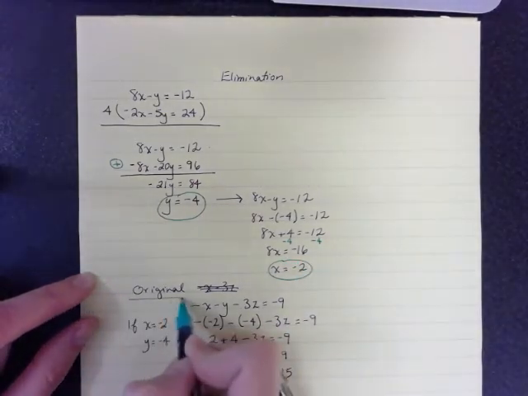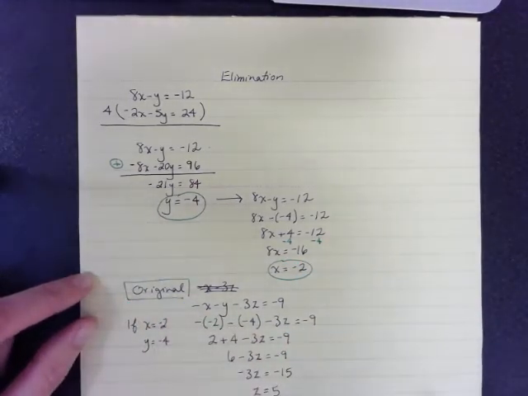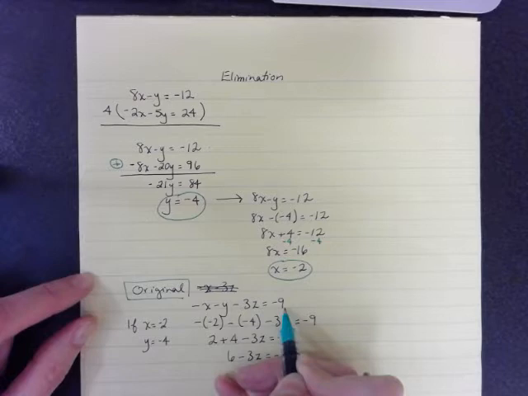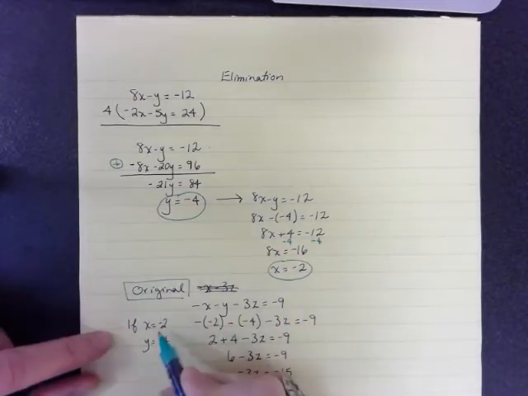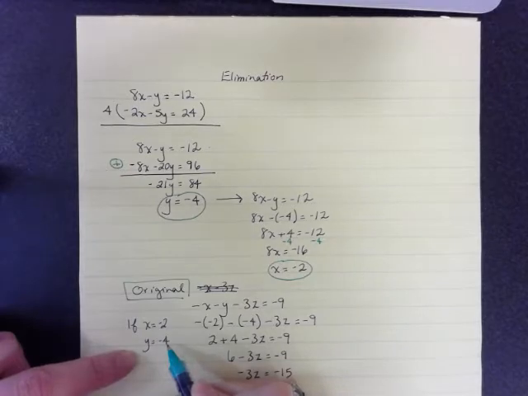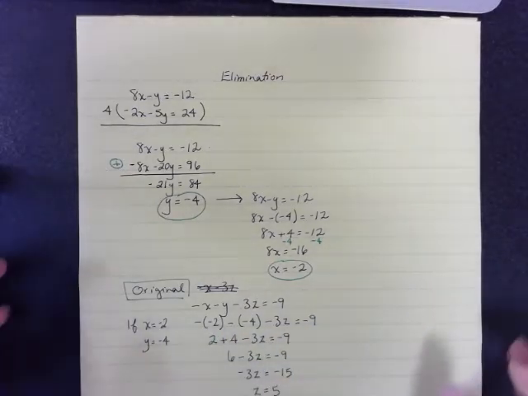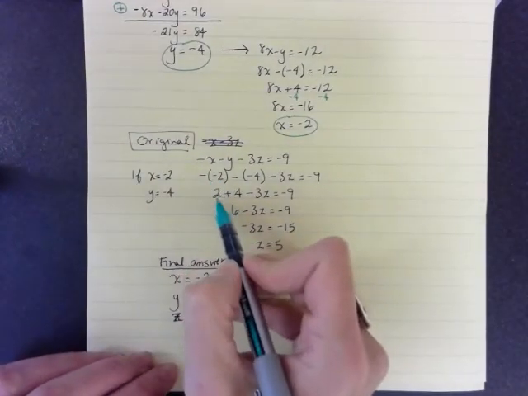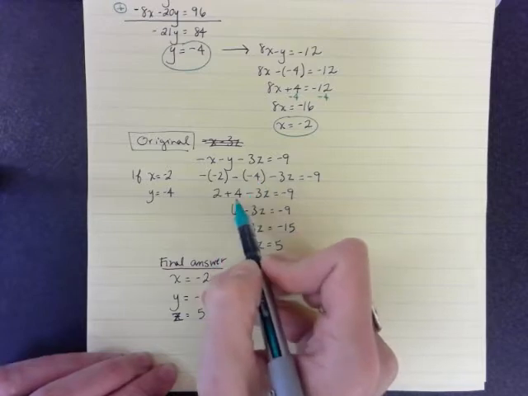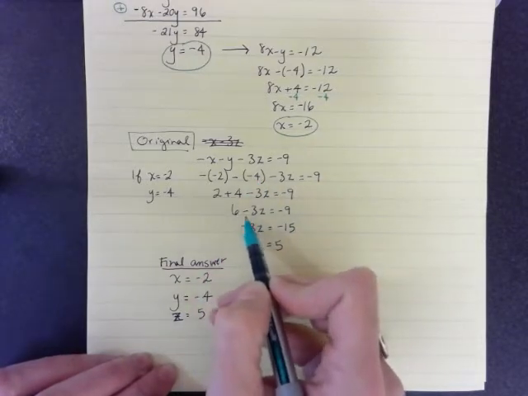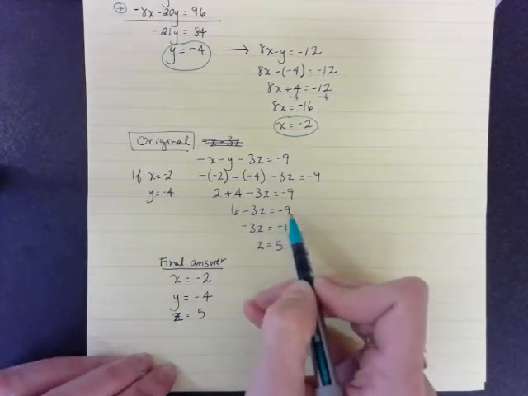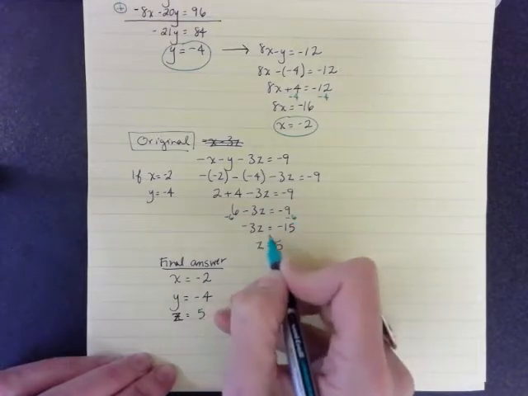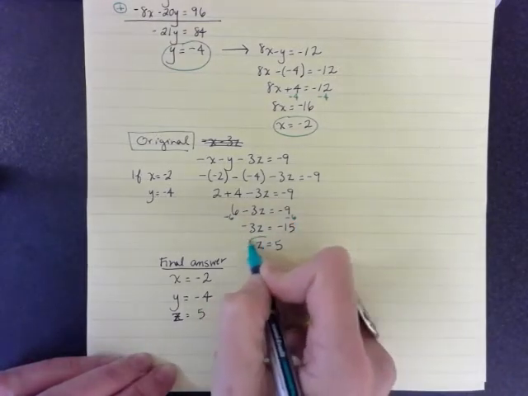And now I can go back to one of my original problems. I can write negative x minus y minus 3z equals negative 9, and that's just the original problem. If x equals negative 2 and y equals negative 4, I simply plug those guys in. So negative negative 2 equals 2, minus negative 4 equals 4. So 2 plus 4 is 6, minus 3z, and that equals negative 9. I subtract 6 on both sides. I get negative 3z equals negative 15, and z equals 5.